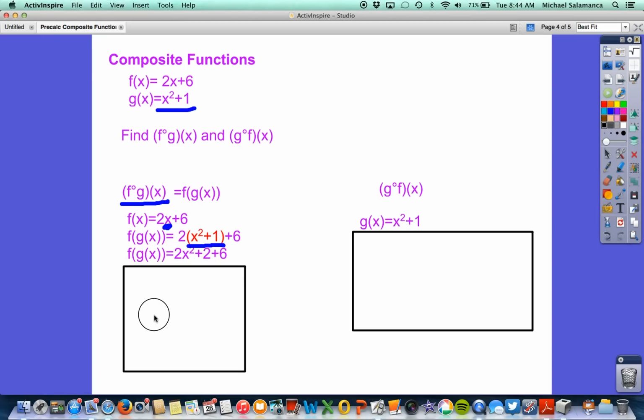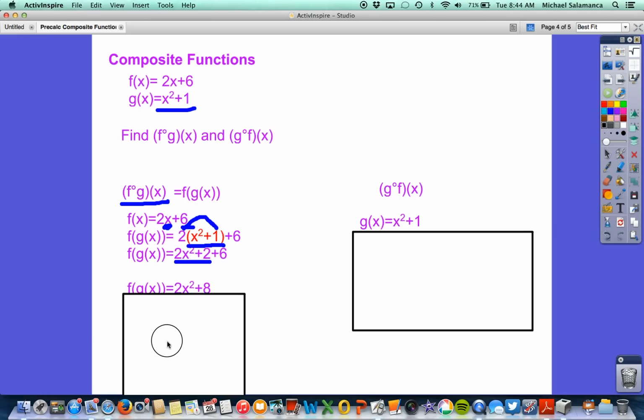So f of g of x, when we distribute, becomes 2 times x squared and 2 times 1, and that's how we get 2x squared plus 2. And then we're going to simplify and get 2x squared plus 8. So again, let's look at another problem. This time we're saying g of f of x.